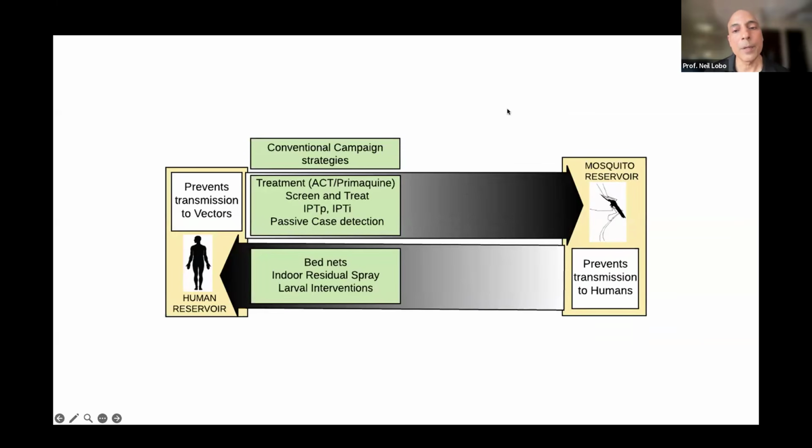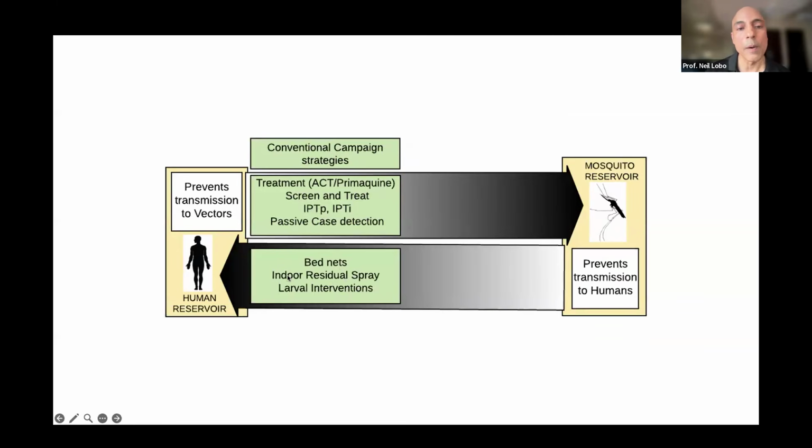And this can be accomplished in two ways. Conventional campaign strategies, and this is top-down Ministry of Health strategies, such as treatment with ACTs or Primaquine, screen and treat, IPTi or IPTp. All these interventions prevent transmission to vectors, while bed nets or IRS or LSM prevent transmission to the human reservoir.